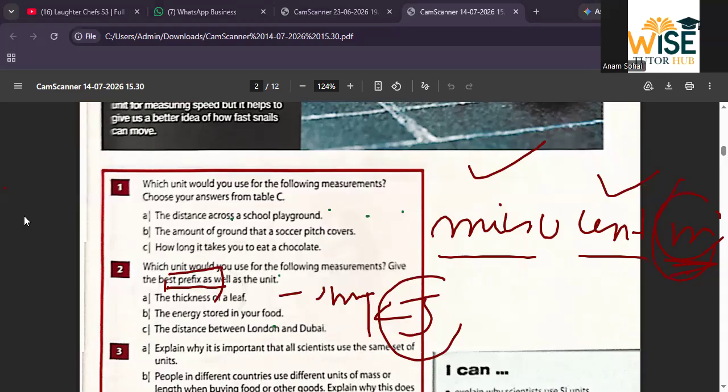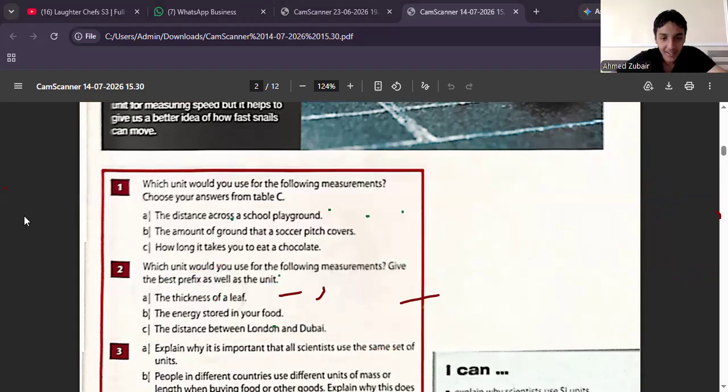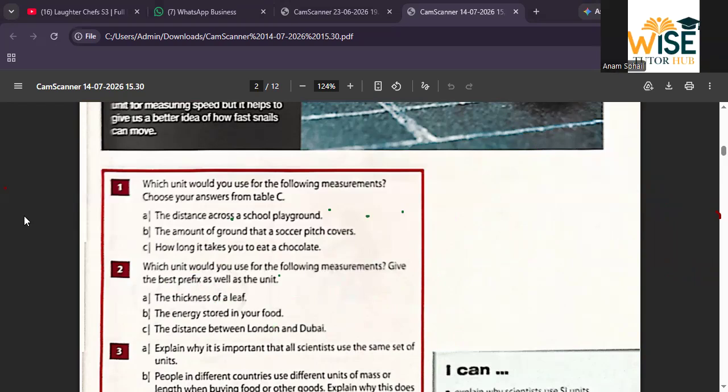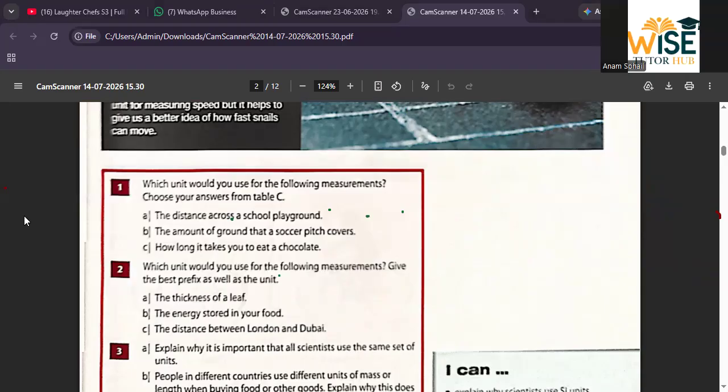Distance between London and Dubai. Either it would be millimeter, meter, or kilometer. What do you say? Kilometers. Very good, because you should choose a prefix according to the scenario. Here the distance between London and Dubai is much, so we can't say millimeter, obviously. We can't say meter because the distance is long, so we can say kilometers.